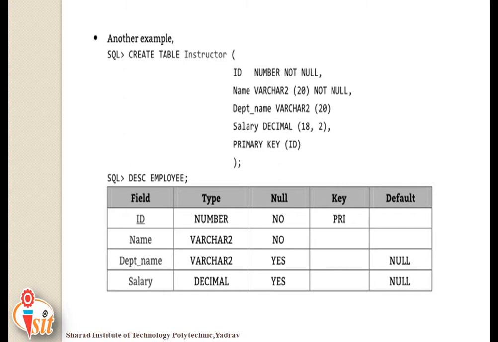After that again we have to put these values in table format. There are field, type, null, key, default. Here we describe the table instructor: ID, name, department name, salary. Then the data types are number, varchar and decimal. Null: ID should not be null, name should not be null, but department name and salary have null values. Then key: the primary key of this table is also ID, and default null values are department name and salary. Likewise, you can create various tables in the database, and you describe that table in table format.